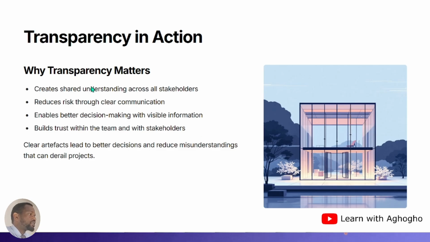So the team is able to share what they are executing with the stakeholders. The stakeholders will feel a sense of belonging, knowing that the team has nothing to hide from them. Okay? So there are clear artifacts that lead to better decisions and reduce misunderstandings that can derail projects.